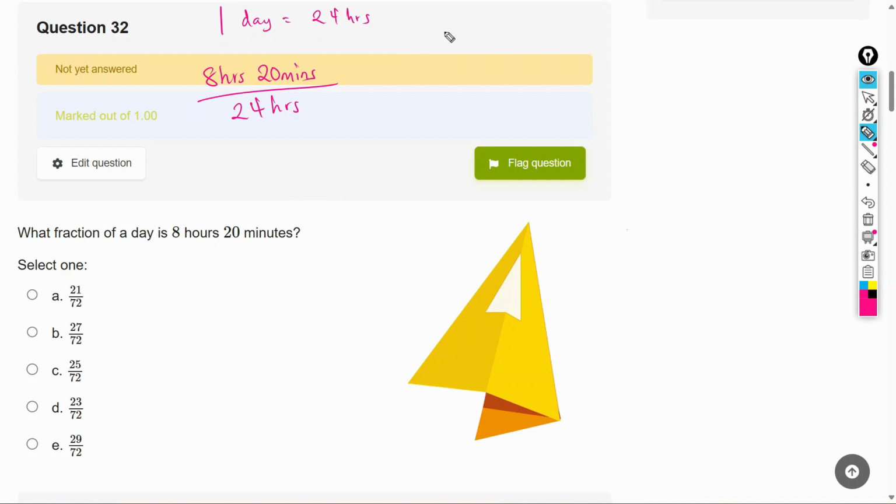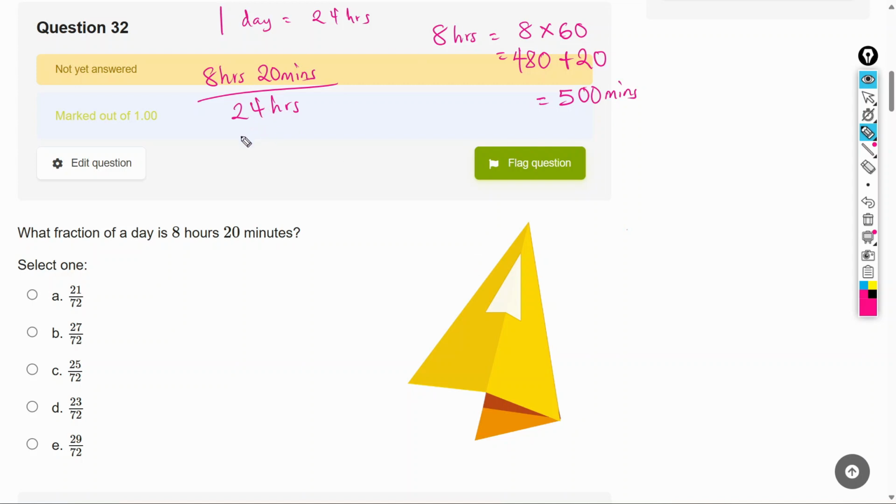So let's start with 8 hours. 8 hours is equal to 8 times 60 minutes because there are 60 minutes in 1 hour and then there are 8 of them. 8 times 60, so 8 times 6 is 48, and then we include 0, 480, and then plus 20, that will give us 500 minutes. So 8 hours, 20 minutes is 500 minutes.